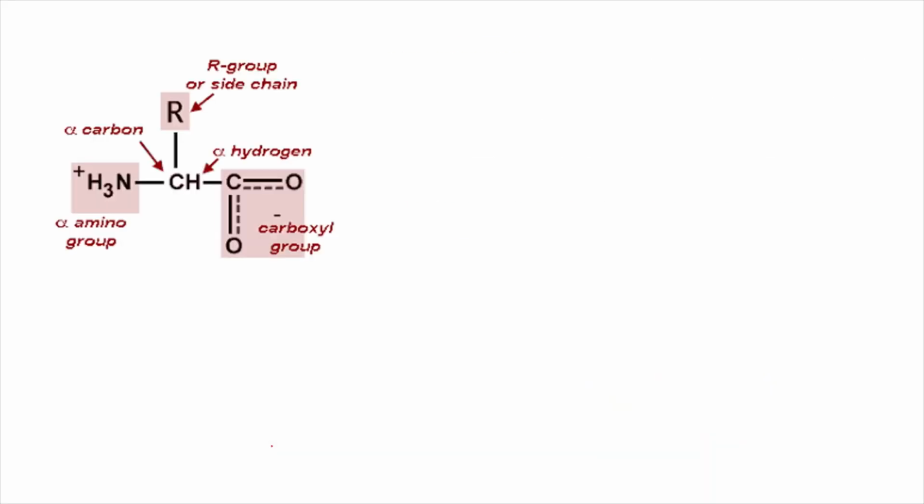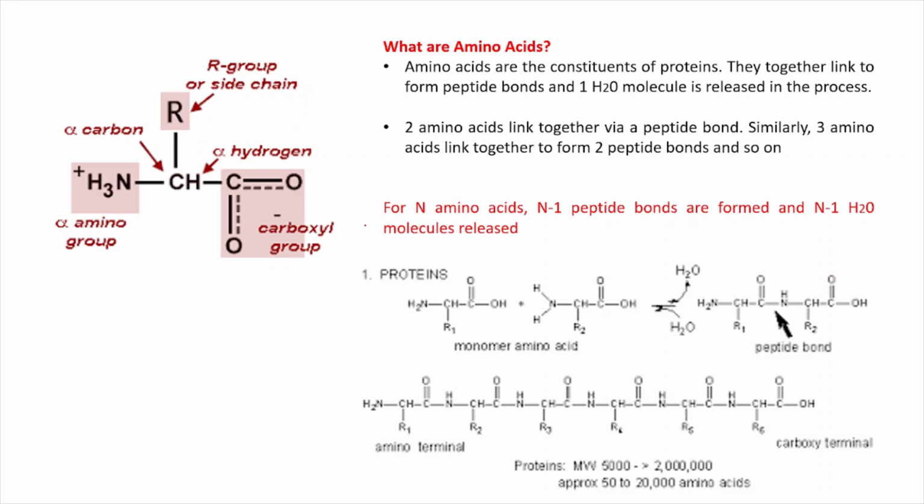First, let us see what amino acids actually are. Amino acids are the constituents of proteins, right? These link together to form peptide bonds. So let us see what an amino acid looks like, what the basic structure of an amino acid is.